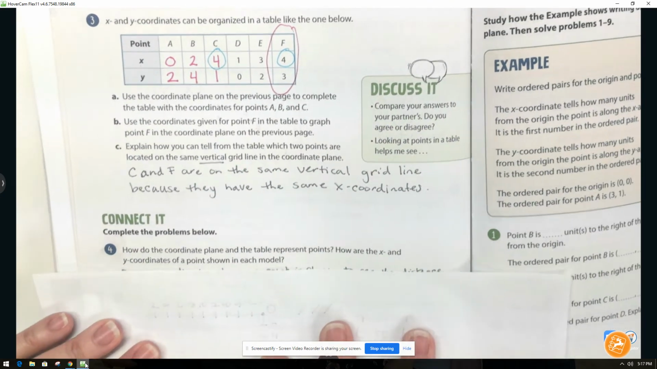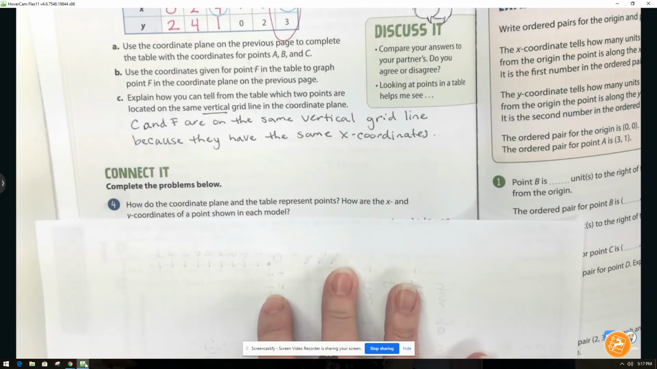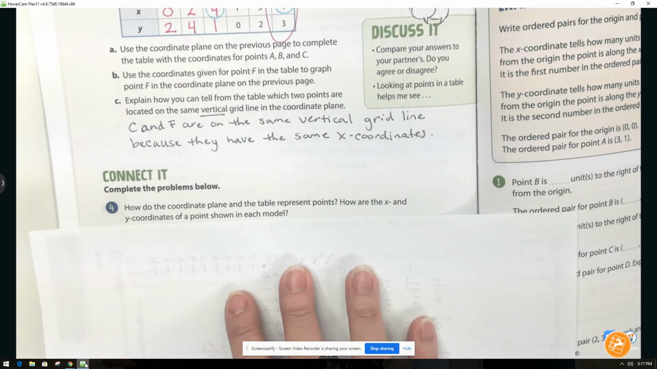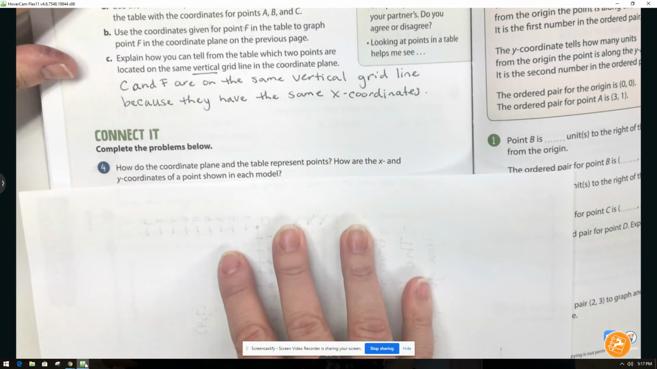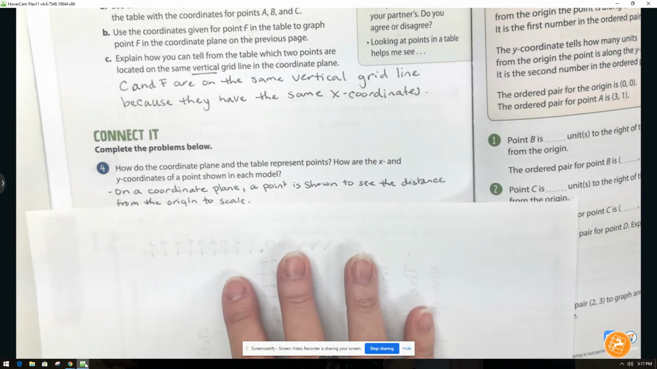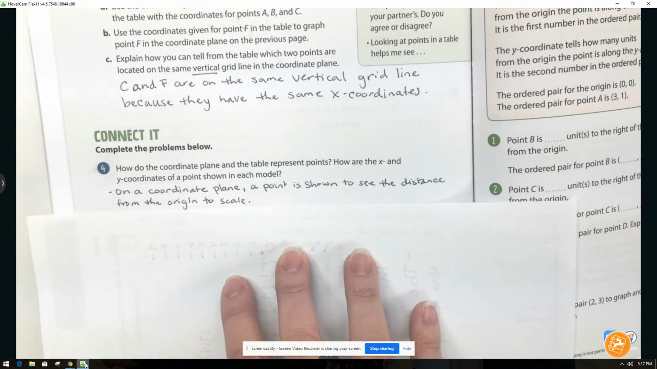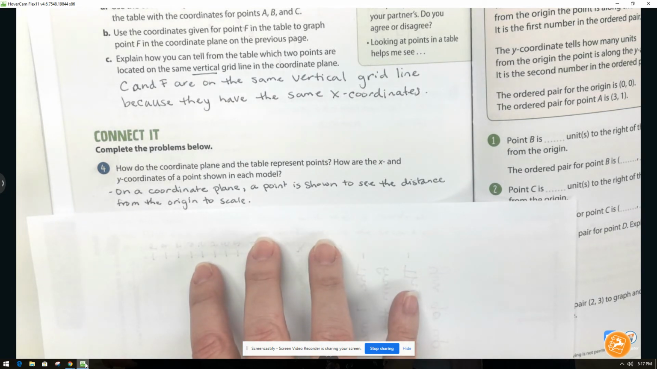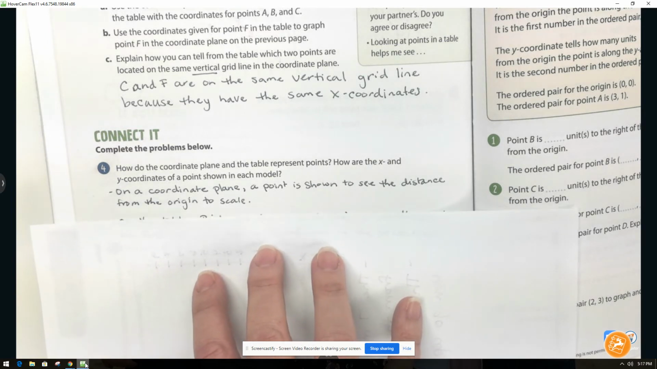All right, so for number 4, how do the coordinate plane and the table represent points? How are the x and y coordinates of a point shown in a model? So on a coordinate plane, a point is shown to scale, at its distance from the origin. So in other words, you're going to see exactly where that ordered pair lies on a coordinate plane.